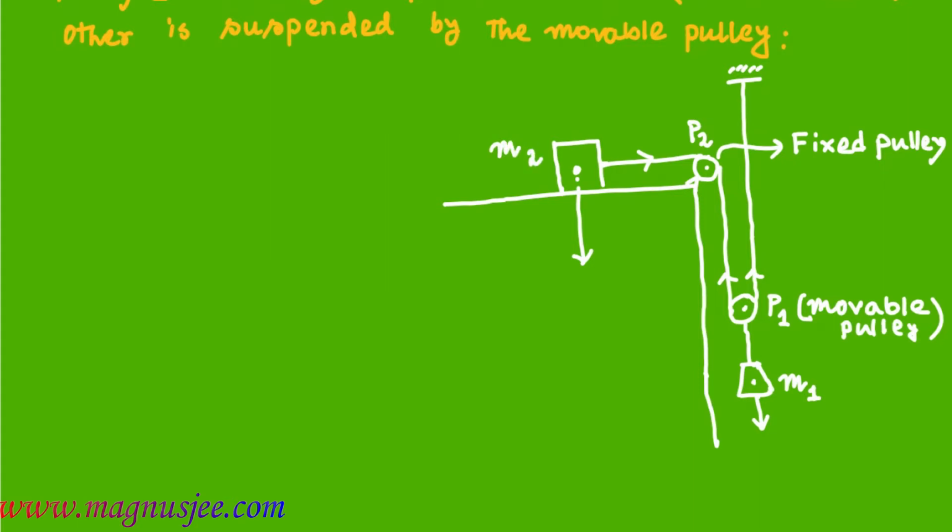A body of mass M2 is placed on this horizontal table, and M1g is the weight of the body of mass M1 which is suspended. There are two tensions, T and T, acting in the string to which the body of mass M1 is suspended. The body of mass M1 will be moving downwards with an acceleration A1 equal to A by 2 under the action of the force M1g and 2T, twice the tension. And the body of mass M2 will be moving with an acceleration A2 equal to A under the action of tension T.